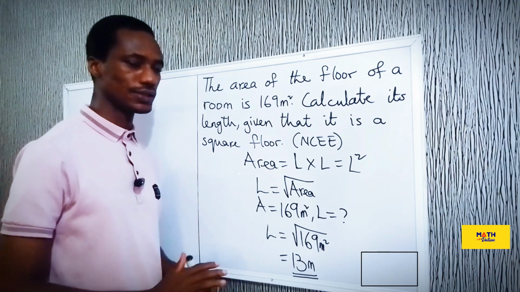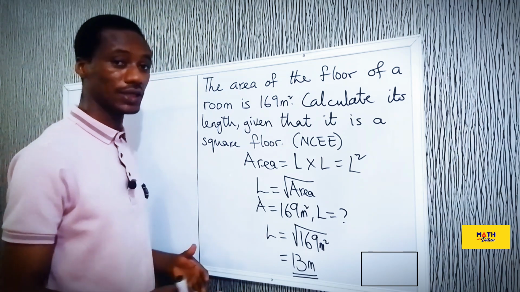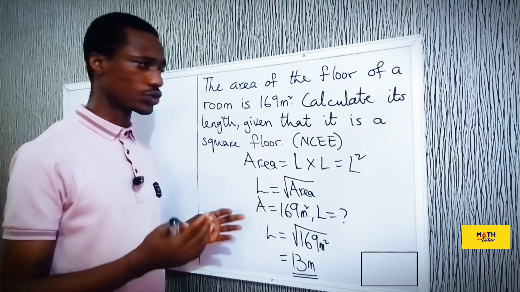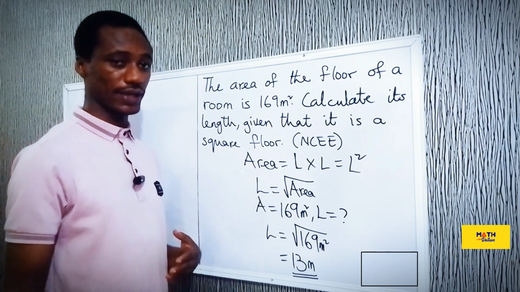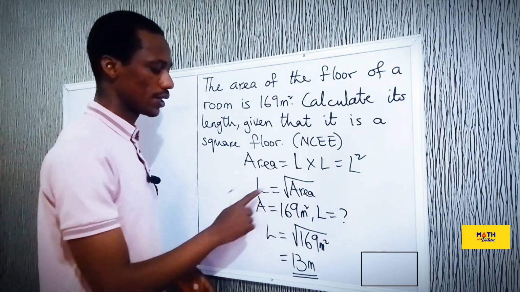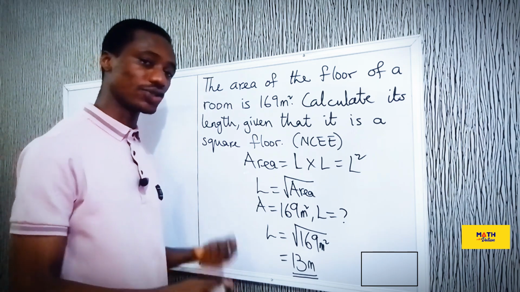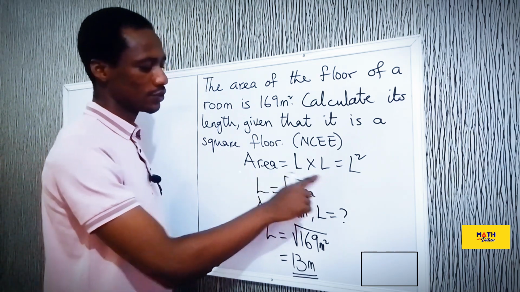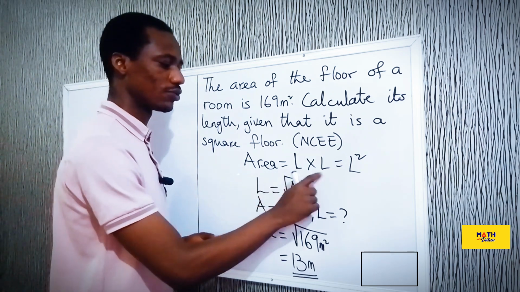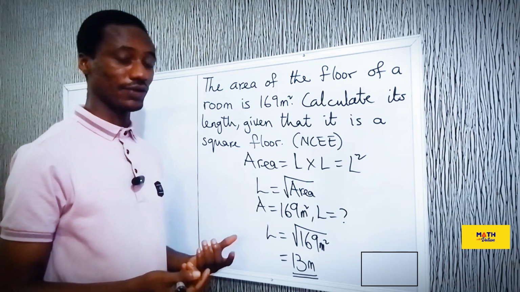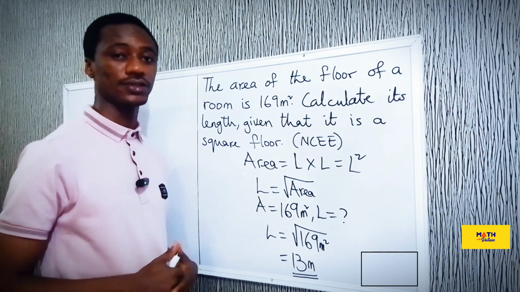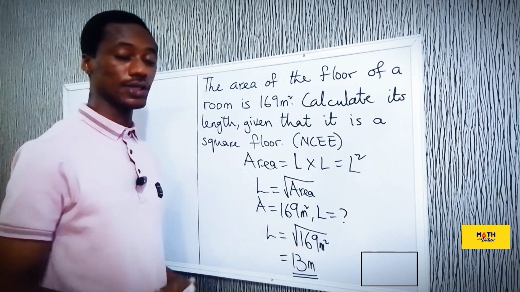So what did we do again? Let's go over the lesson. We looked at how to find the length of a square if the area is given. When the area is given, we find the square root of the area, and that gives us the length, because we have multiplied the length by itself to get the area. That means we're looking for the number that will multiply by itself to give us the area. The square root of 169 is 13, and the square root of meter squared is meter.